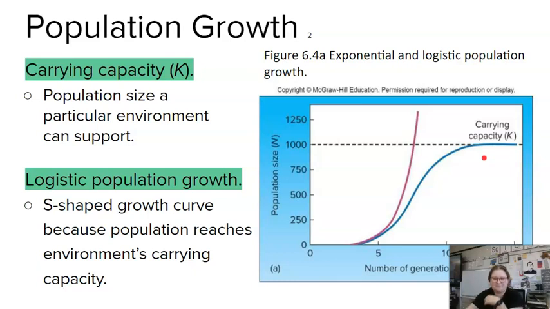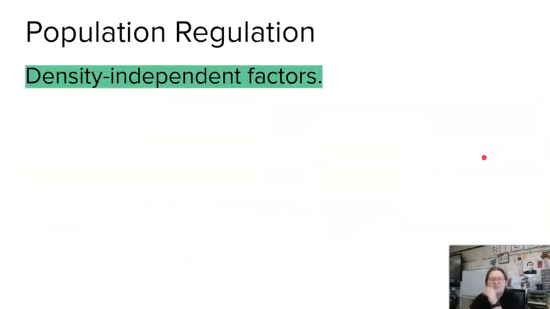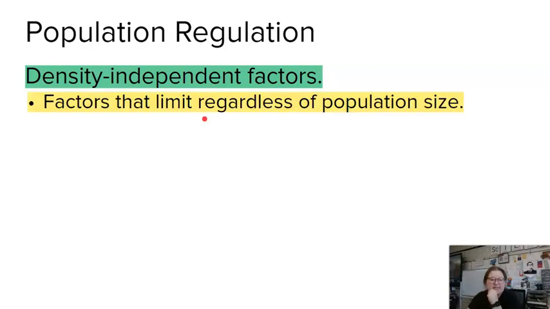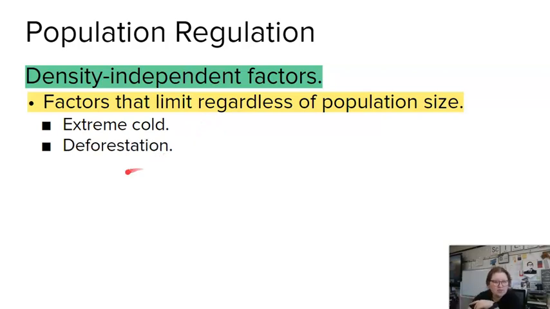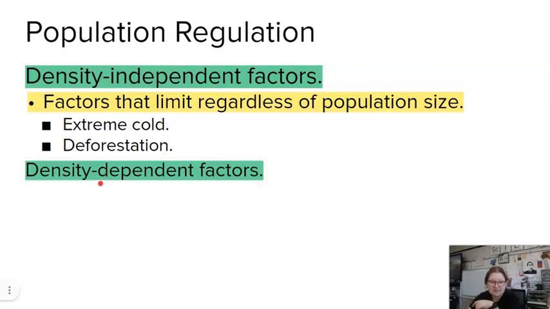It makes sense. So when we talk about population regulation, there are density dependent and density independent factors that we see. Let's look at density independent first. These are factors that limit regardless of population size. So it's independent of that density. It doesn't matter how many organisms there are, these factors will affect it the same. This could be temperature, so extreme cold. That could be loss of habitat like deforestation.